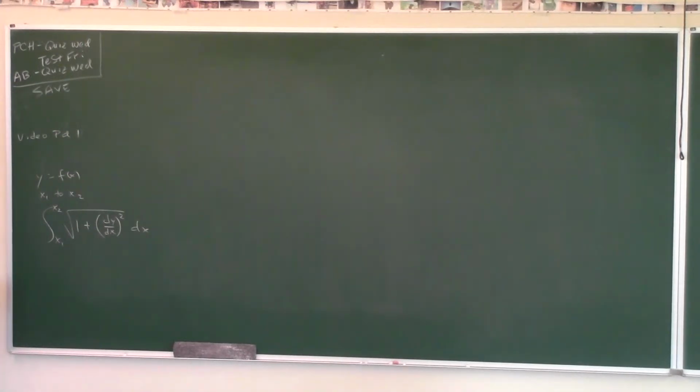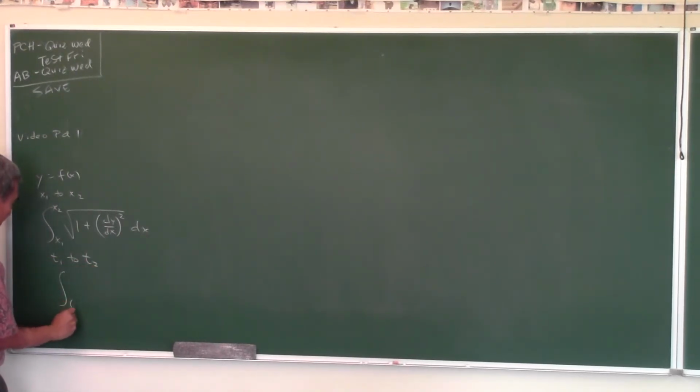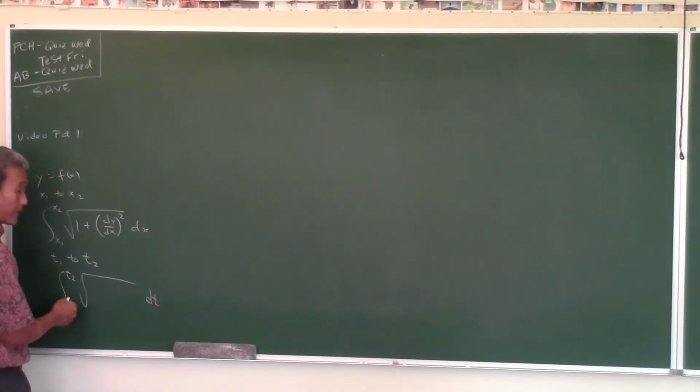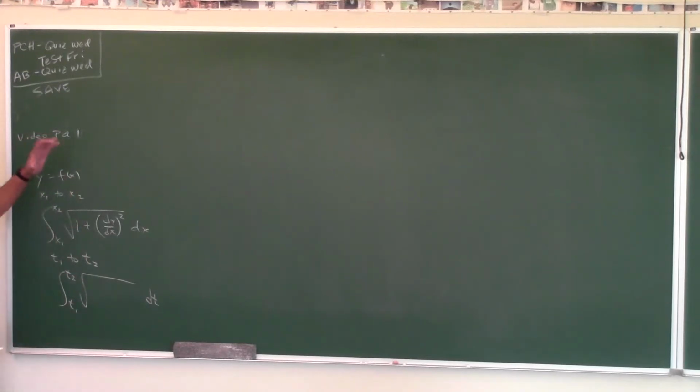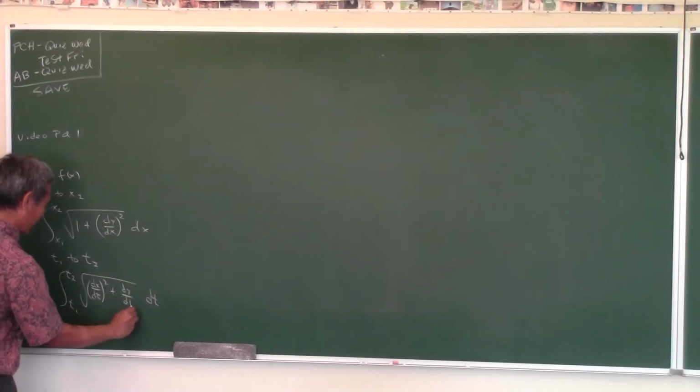Okay, but what if the function is given parametrically? From t1 to t2, the integral from t1 to t2 of the square root of dx/dt squared plus dy/dt squared, dt. Okay, there you go.